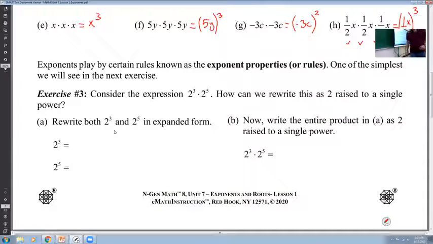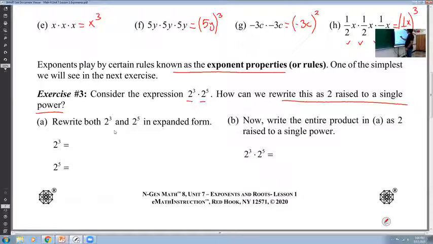Next one. Exponents play by certain rules known as the exponent properties or rules. One of the simplest we will see in the next exercise. Consider the expression 2 cubed times 2 to the power of 5. How can we rewrite this as 2 raised to a single power?